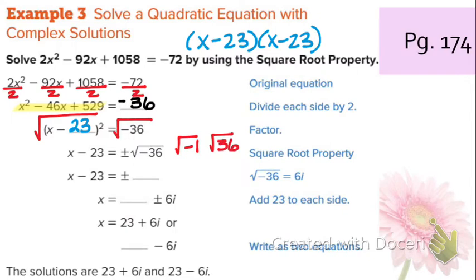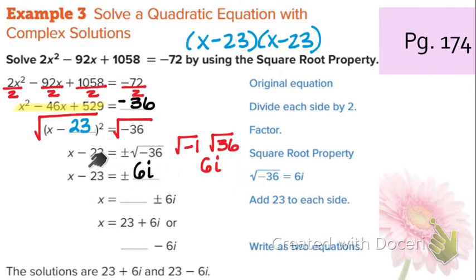And what is the square root of negative 1? i. And 36 is a perfect square. And the square root of 36 is 6. So that's why on this blank here, we're going to write 6i. That's how we got from here to here. So we have x minus 23 equals plus or minus 6i.